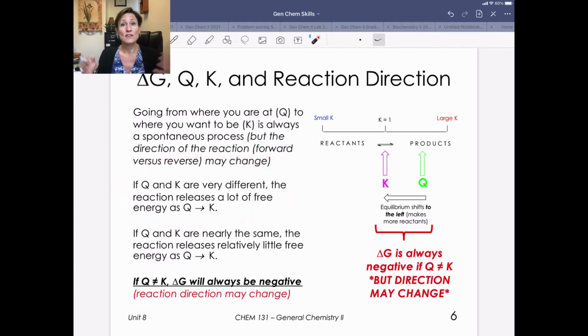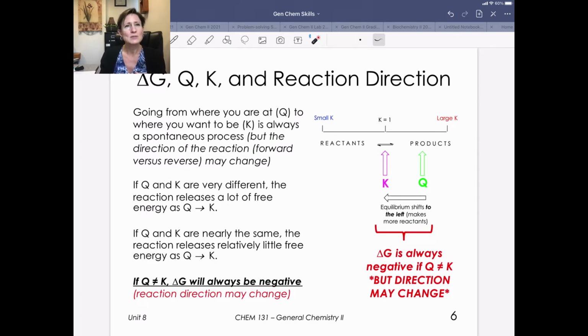If Q and K are very different from one another, then you've got a big downhill slide to get from where you're at to where you want to be. If they're nearly the same, we're not going to have a lot of free energy that's released because you don't have very far to slide from where you're at to where you want to be.